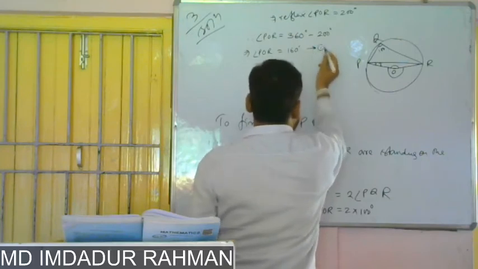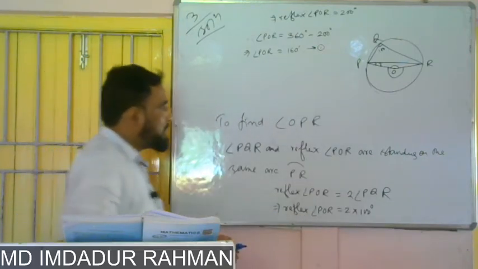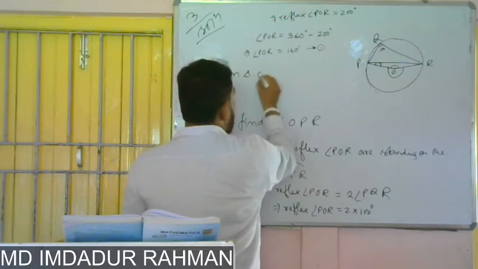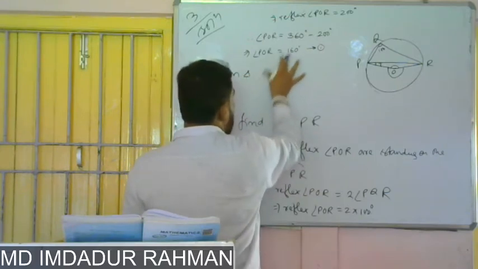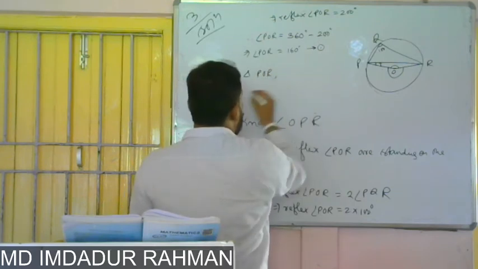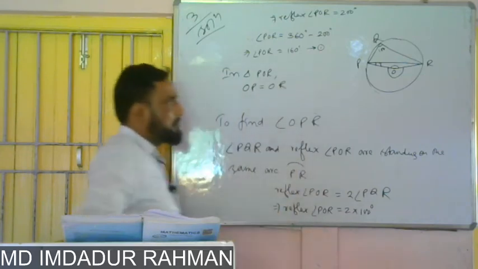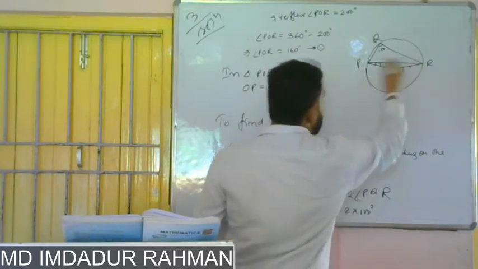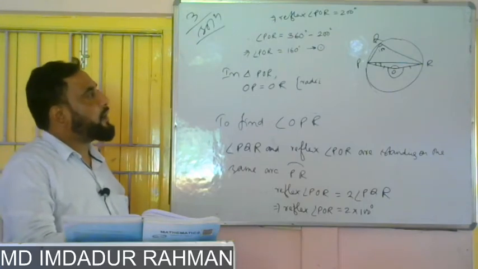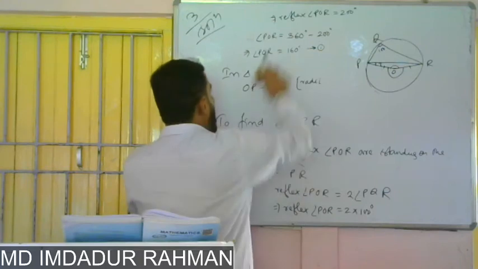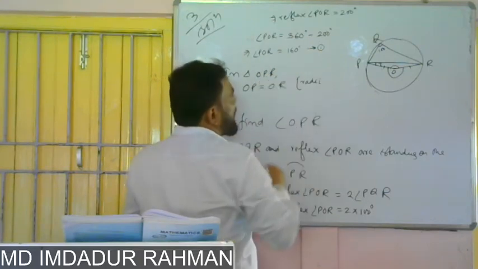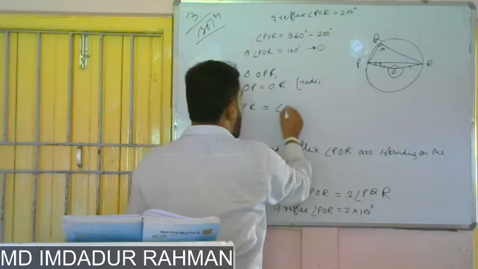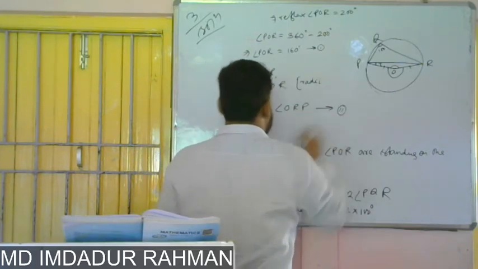Equation number 1, just give a number. Now in triangle OPR or POR, OP is equal to OR, since these two are radii of the same circle. So we can say that in triangle OPR, OP is equal to OR, so angle OPR is equal to angle ORP, equation number 2.